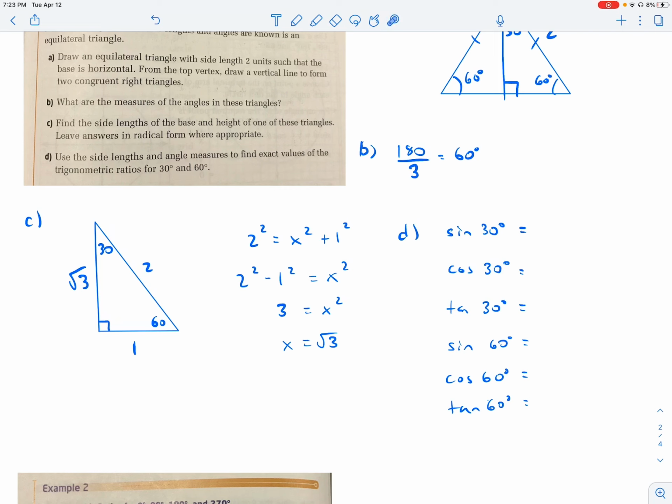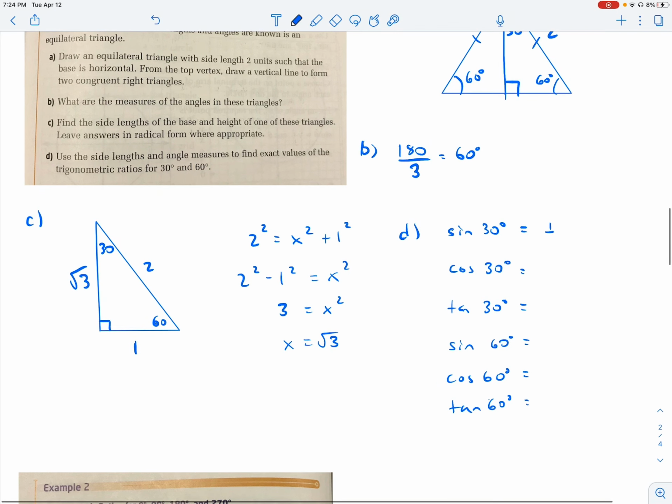So sine of 30, remember sine, we have to do opposite over hypotenuse. Opposite is 1, and the hypotenuse is 2. So we're going to have 1 over 2, exactly a half. What's cos of 30? Well, that has to be adjacent over hypotenuse. So this side is the adjacent, this side is the hypotenuse. So we're going to have root 3 over 2. Tan of 30 is going to be opposite over adjacent. So 1 over root 3.